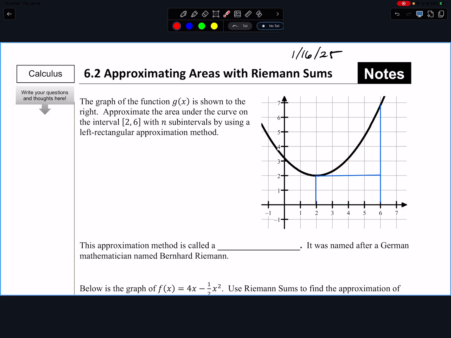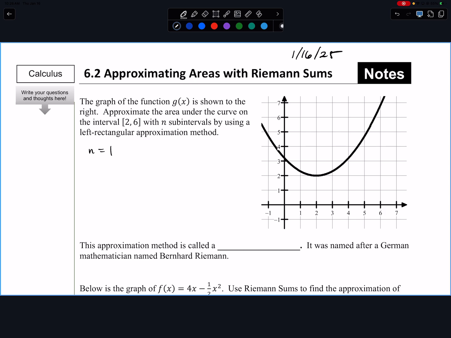So in this section, what we can do instead is use rectangles to approximate what the area would be. Okay, so watch what I do. Don't do anything yet. So what this says is the area from 2 to 6 with n sub-intervals. All these problems will tell you how many sub-intervals it wants you to do. So let's say it wants us to find n equals 1 sub-interval.